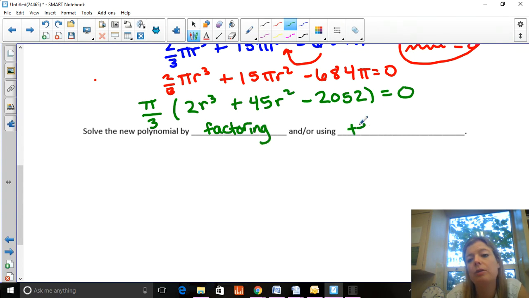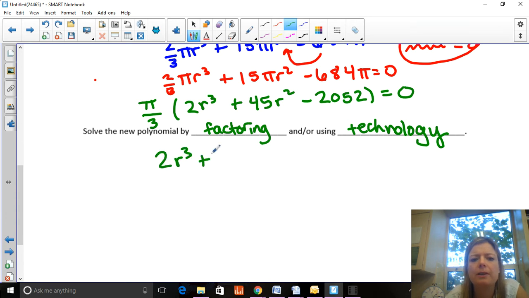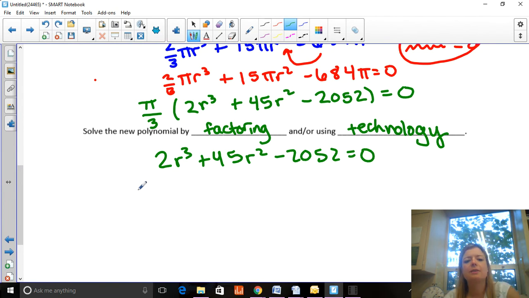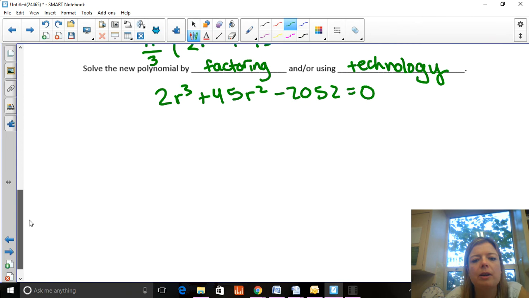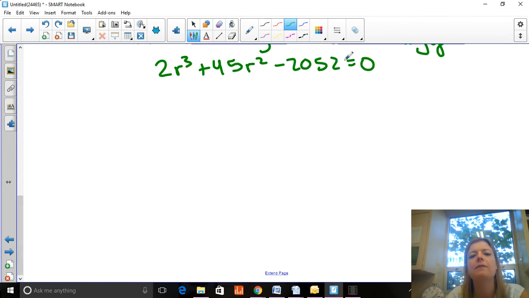Or using technology. Okay, so because this π/3 is out front and this all equals 0, I can just divide both sides by π/3, and I'm just left with 2r³ plus 45r² minus 2052 equals 0. And so now I'm just left to solve this. And I know you're thinking, oh my goodness, Mrs. Weens, there's like a million factors of 2052. How am I ever going to solve it?